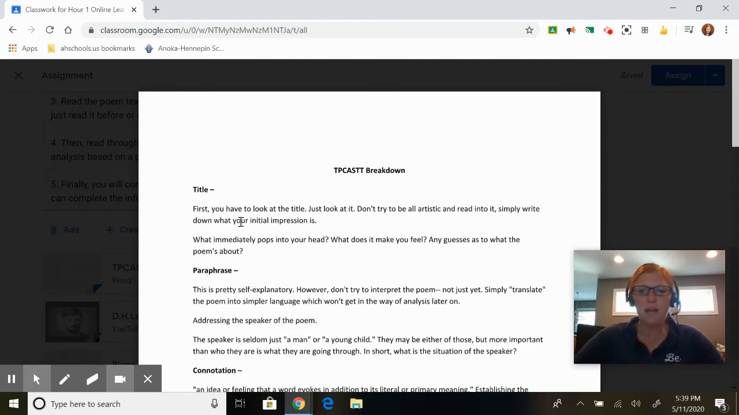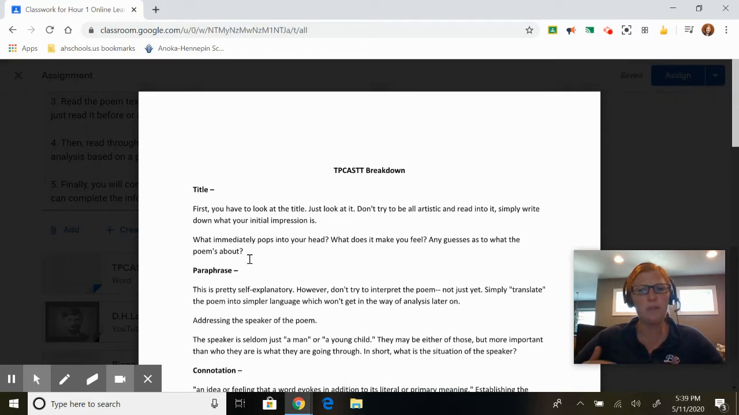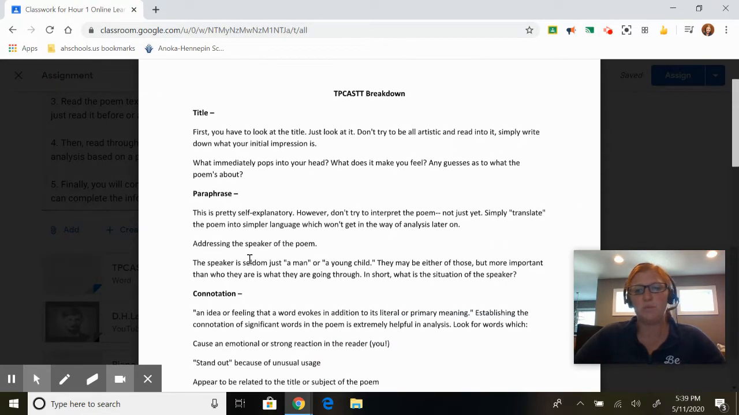So the P in our TPCAST is paraphrase. This is where you're going through the poem and translating what each of these words mean. Obviously, some of them are going to be more detailed, some of them are going to be a little bit shorter. Your job in that paraphrase is to go through those lines and say, what does this actually mean? What is the author trying to get us to think about in each of those lines?